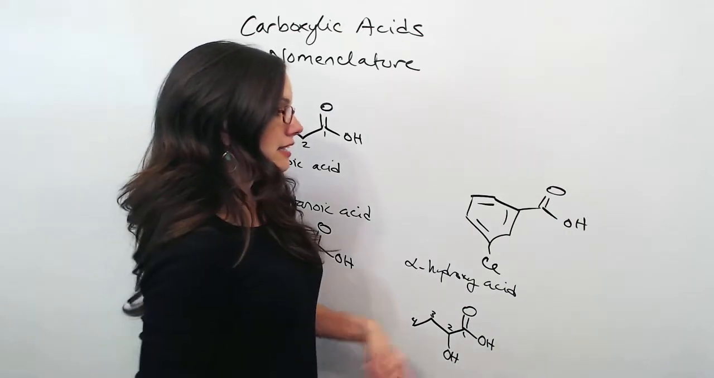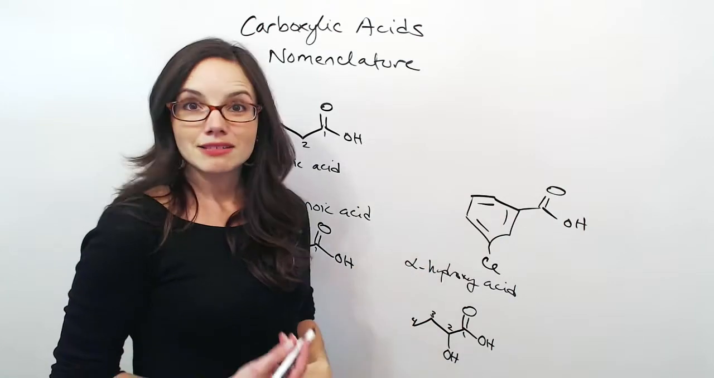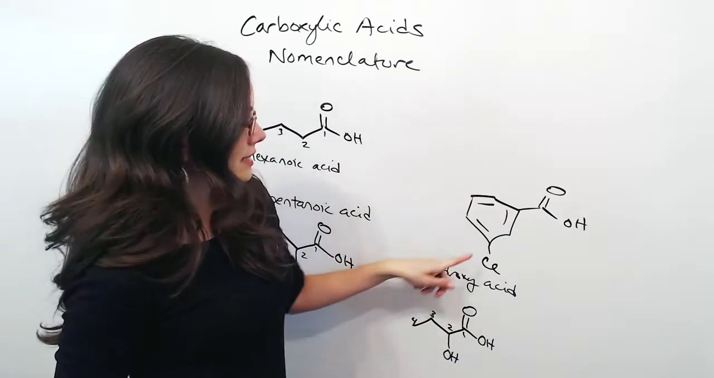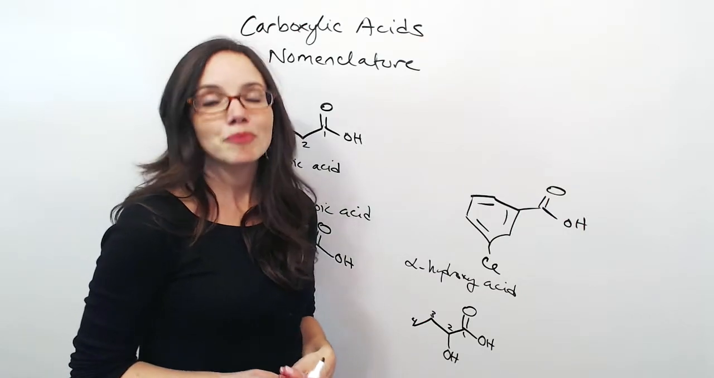And don't forget that you'll also see a carboxylic acid group on benzene. This is benzoic acid. And in this case, since we have a chlorine on the meta position, this is meta-chlorobenzoic acid.